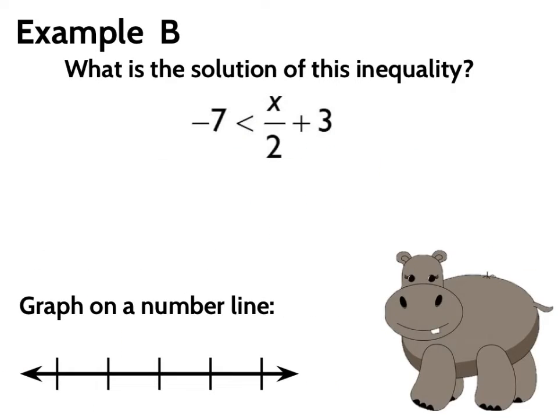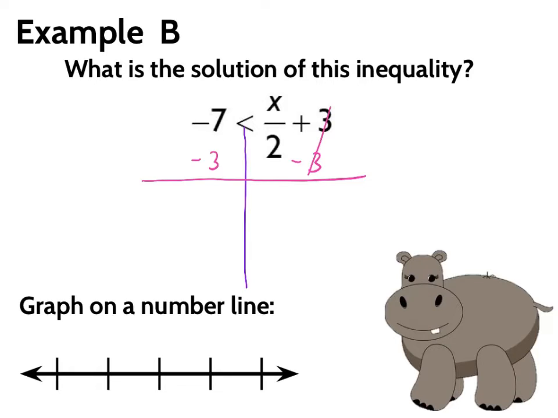So here we are at example B. It says negative 7 is less than x divided by 2 plus 3. So we're going to need to solve our inequality first. We're going to start by drawing our wall down and then eliminating our constant. Our constant in this case is positive 3. So the inverse operation is negative 3. We're going to subtract 3 on both sides.